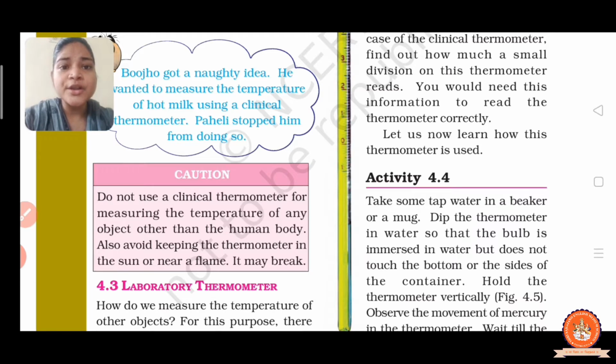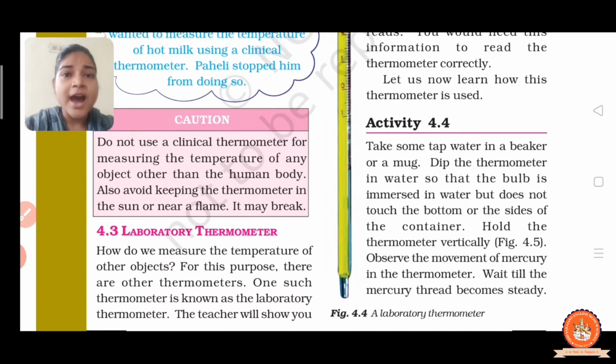You do not use the clinical thermometer for measuring the temperature of any other objects. But here one more question arises. How do we measure the temperature of other objects? For that, the laboratory thermometer is used.